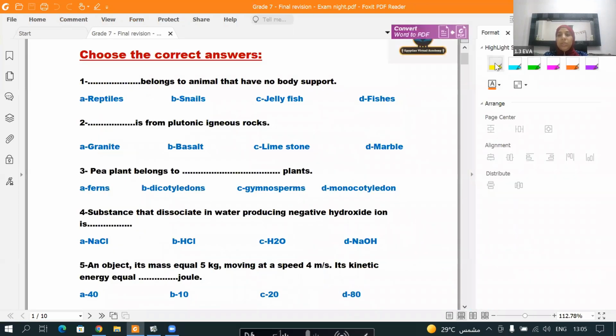Okay, let's choose the orange or the pink. Okay. Khadija? Yes, teacher. Granite is from plutonic igneous rocks. Yes, granite is from the plutonic igneous rock.